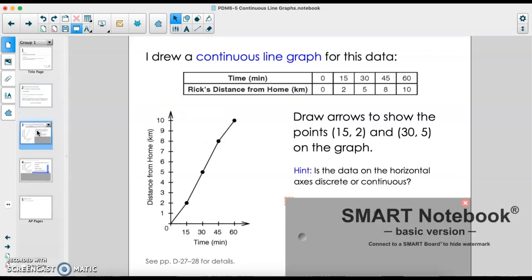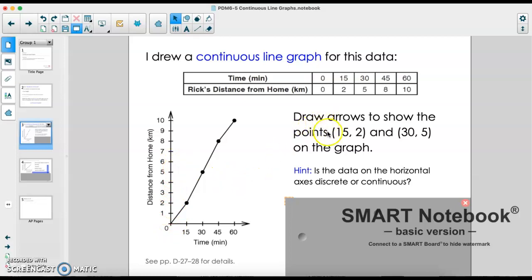So I drew a continuous line graph for this data, and again, this is the time and distance from someone's house. You'll notice that along the x-axis, all these data points are continuous, right? Because you can have time between 0 and 15, between 15 and 30, and then the distance from someone's house, well, these points between 0 and 1, or say 5 and 6, those are all possible.